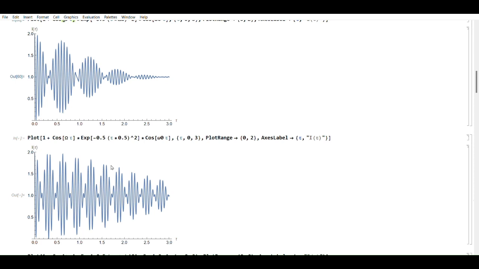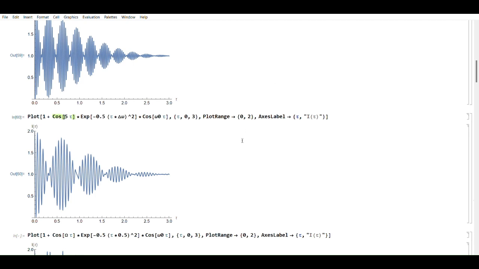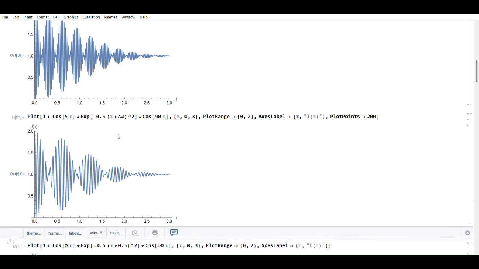Some more examples. Here I have changed the value of delta omega. Delta omega basically controls the envelope, and you see how it changes the envelope function if I decrease the value of delta omega. Decreasing delta omega means that this envelope is becoming broader. So that is how all these parameters are changing.